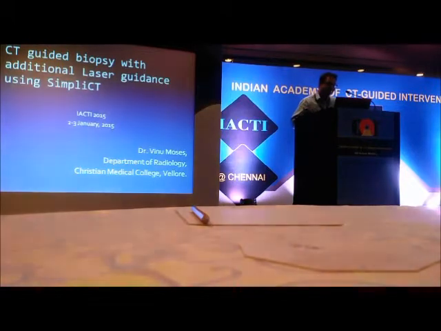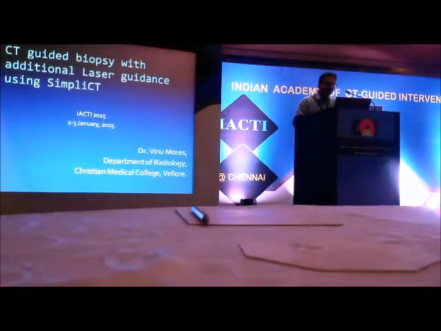So in the earlier talks, the technique they showed you was a freehand technique where you actually just look at the image and then, using your perception of the angle and depth, you push in the needle freehand. There is also another way to put in the needle, and this is using laser assistance. The third way of doing it is using a robotic arm assistance. So you could either put in the needle freehand or use assistance tools, which is either a laser or a robotic arm. I'm going to be talking about putting in a needle using a laser guide for assistance.